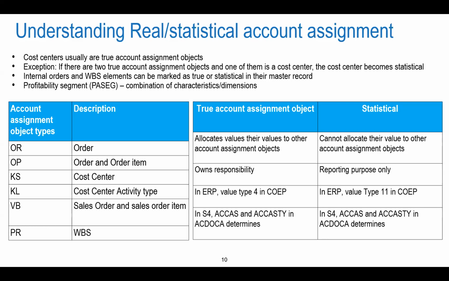And in the ERP world, how you determine the true account assignment versus statistical, there's a value type in the COEP table. 4 is true account assignment, 11 is statistical. When it comes to S4, it works slightly different. There are two fields, ACCAS and ACCASTY, that determine whether the object is true or statistical in nature. So I want to lay out this fundamental. I think this is a very, very important concept you need to understand because that helps for the attributed profitability segment. So let's go to the next.